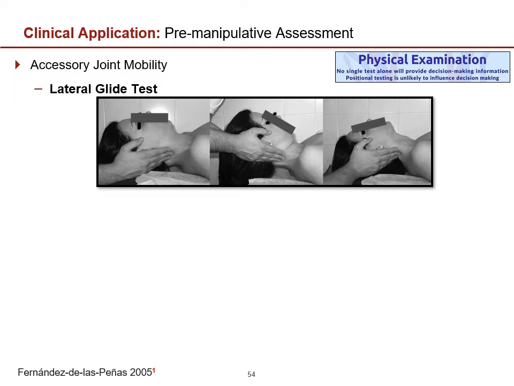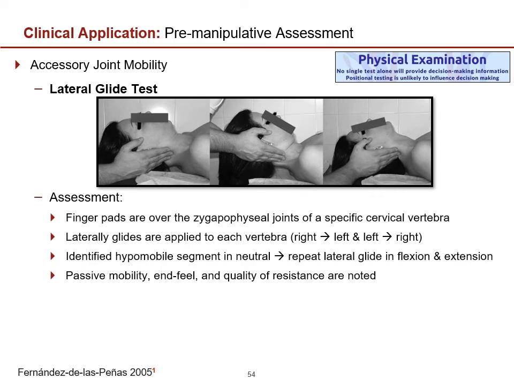So what they did is they had therapists perform a lateral glide using the pads of their fingers along the zygapophyseal or the articular pillars of the cervical spine, starting at the C2, C3 level and working their way down the cervical spine at each of the segments. If there was a hypomobile segment, then they either flexed and or extended the neck and performed the lateral glide test again. And they identified hypomobile segments based upon passive mobility, the end feel, as well as the quality of the resistance that was noted to the lateral perturbation or force.